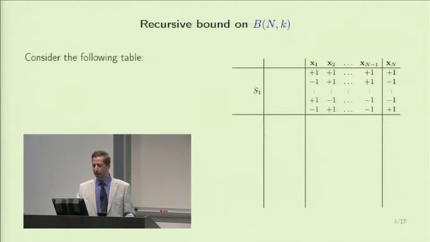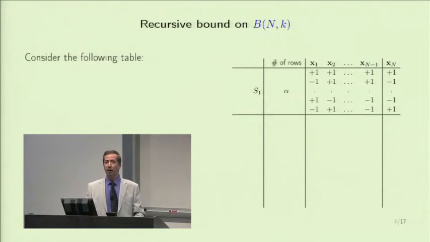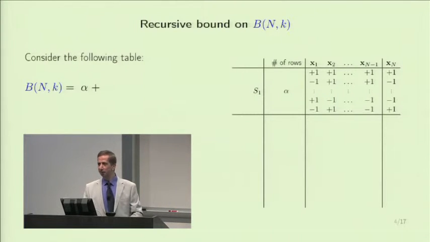Okay? Now you go under this, and you define the number of rows in this group to be alpha. It is a number. I'm just going to call it alpha. And you can see where this is going, because now I'm going to claim that the B of n and k, which is the total number of rows in the entire matrix, is alpha plus something. Okay, that is obvious. I have already taken care of alpha, and I'm going to add up the other stuff later on. Okay? So what is the other stuff?